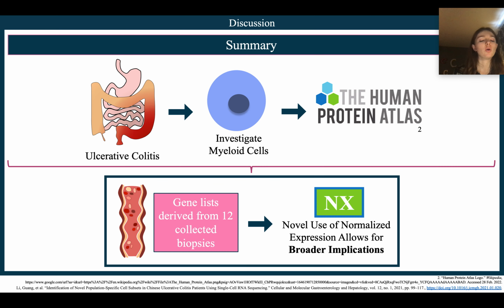So in summary, my research focused on ulcerative colitis and investigating the functional heterogeneity of myeloid cells using the database Human Protein Atlas and genes derived from our single-cell RNA sequencing. So a limitation of my study might be that only 12 biopsies were collected and gene lists were produced from these biopsies. However, in single-cell RNA sequencing studies such as Liu et al. 2021, a biopsy sample of between 10 and 20 is typical. Additionally, I used the normalized expression values associated with these genes, which allows my research to draw broader implications.